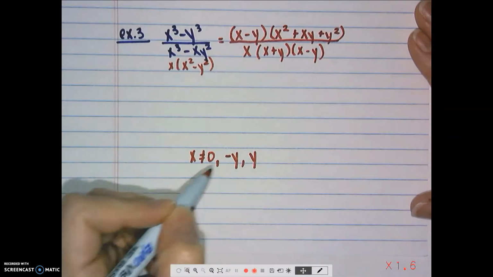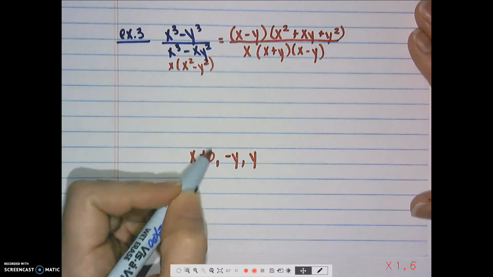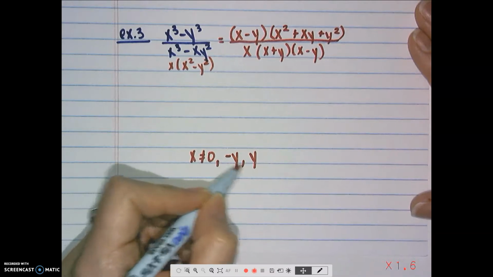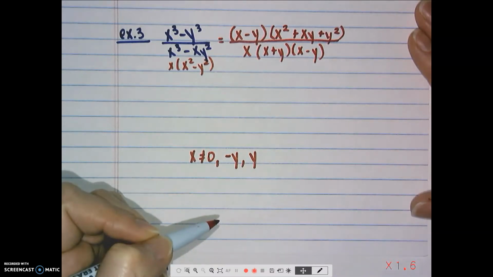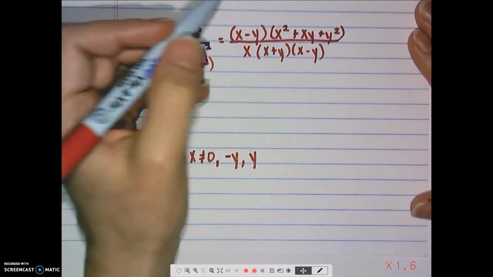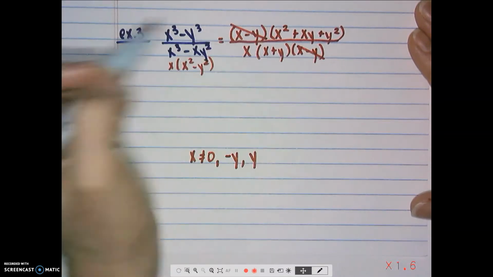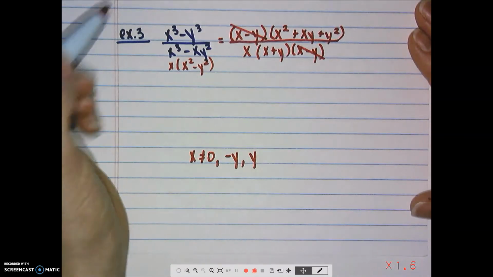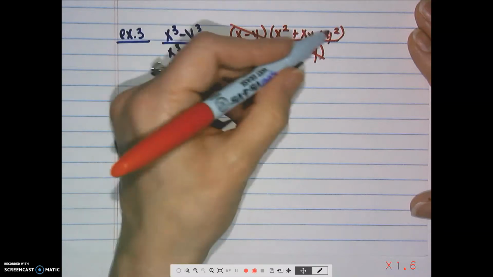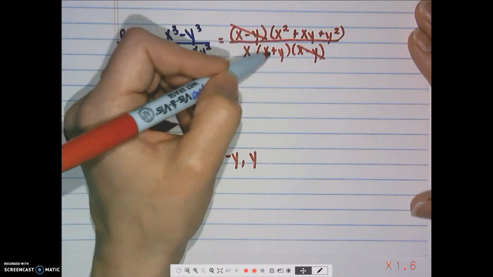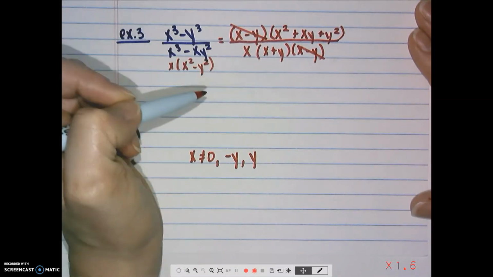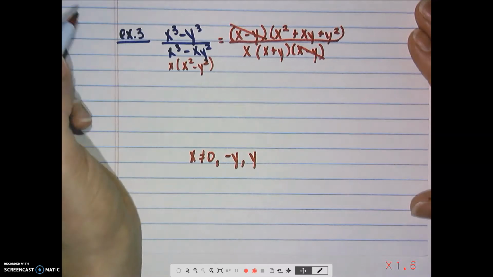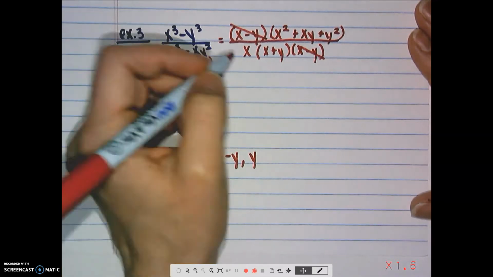You could also write this as x can't equal 0 and then plus or minus y. You can combine those together. Okay, all right, so crossing things off, the x minus y is the exact same thing in the numerator and the denominator. This is a trinomial. That parenthesis is not the same as this parenthesis, so you can't cross that out. And this is a monomial, and that can't cross off with parts of polynomials.